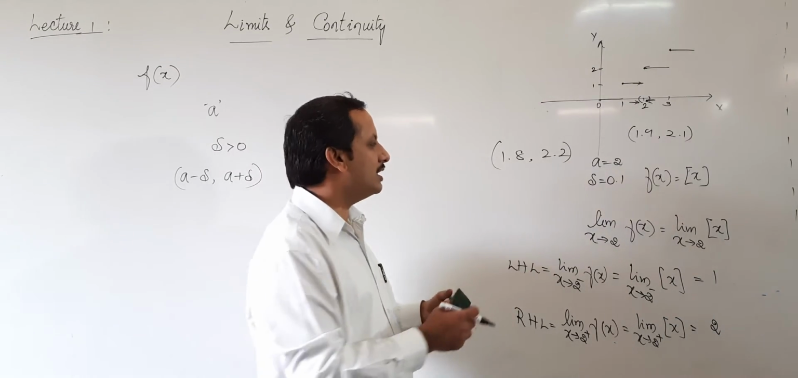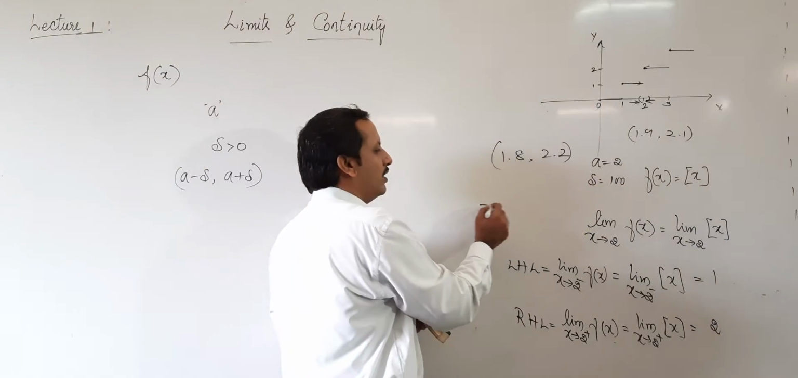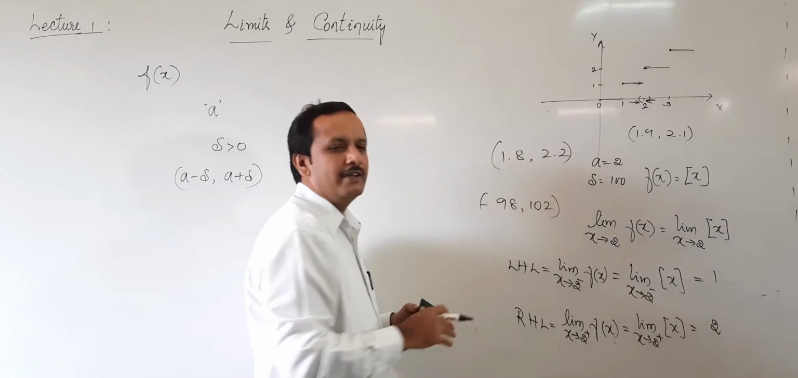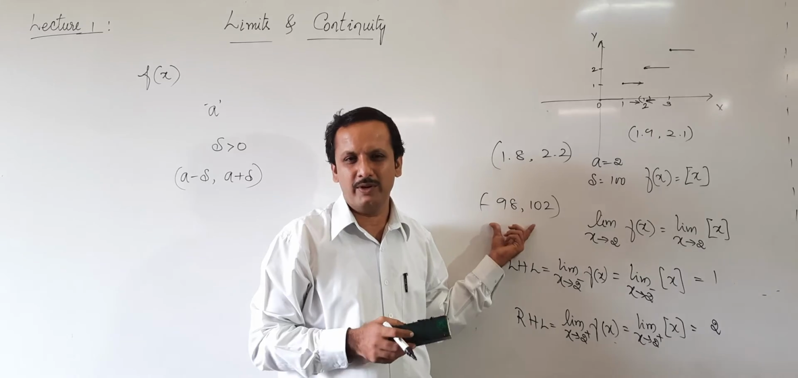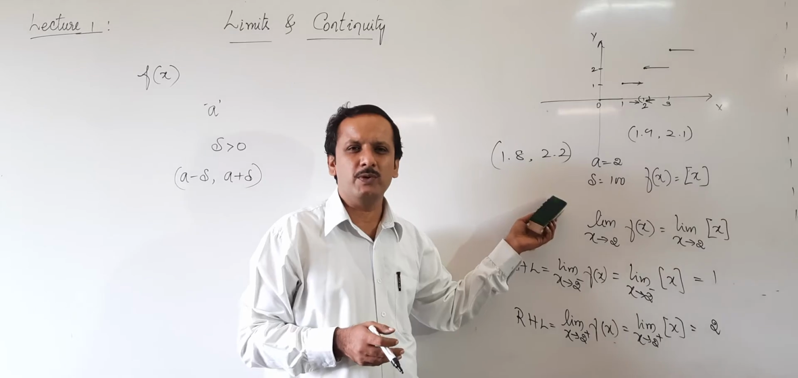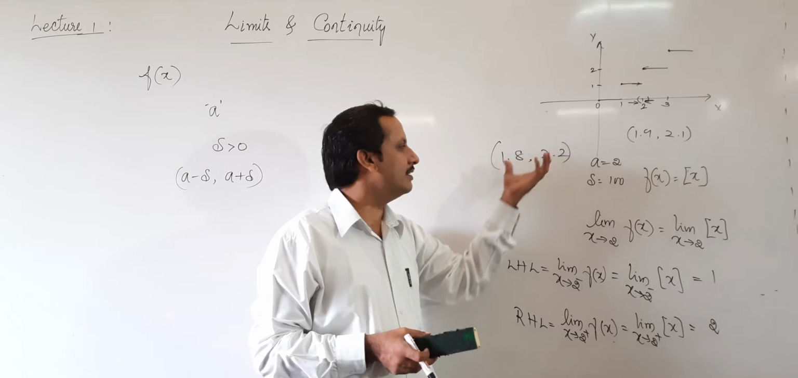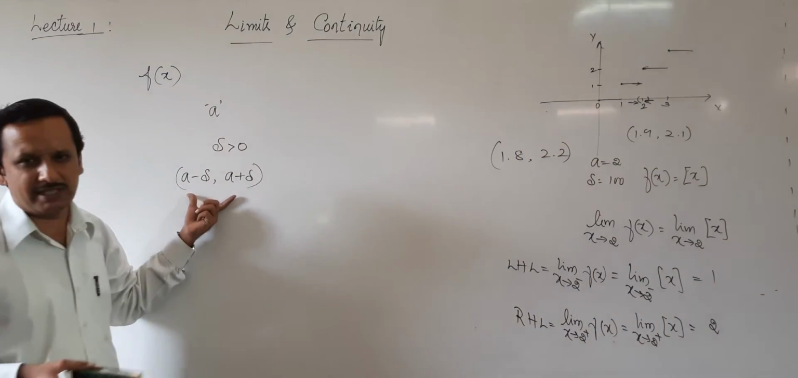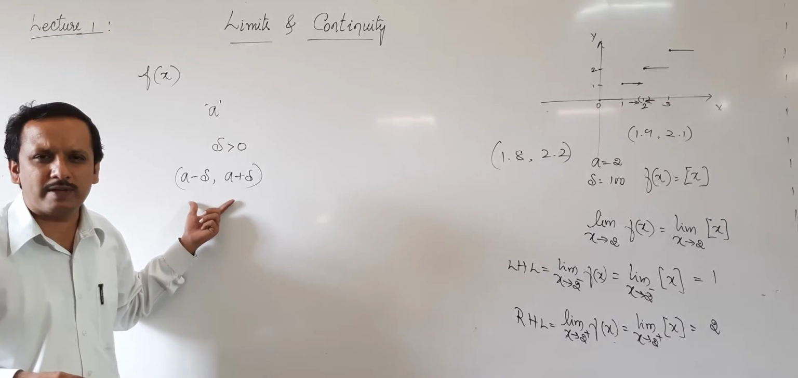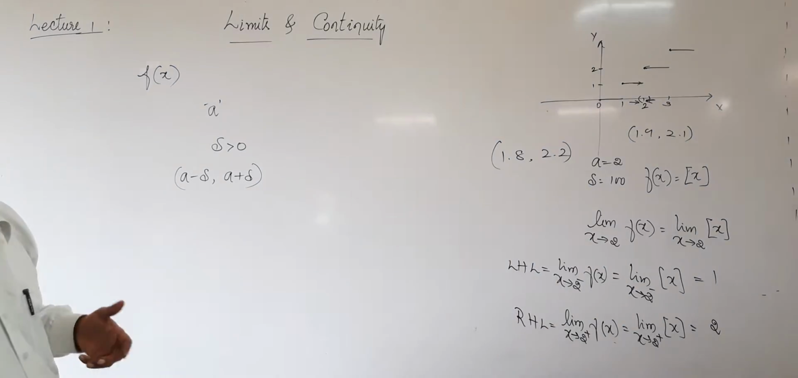But don't choose A as 2 and delta as 100 and say the neighborhood of 2 is minus 98, 102. A minus delta, A plus delta. We don't call this a neighborhood. The delta should be sufficiently small when compared to A. 0.1, 0.2 when compared to 2. They are much smaller, right? So this is called the neighborhood of A. A minus delta, A plus delta. Let A be a real number. Then delta is a very small positive real number. Then A minus delta, A plus delta is called the neighborhood of A.